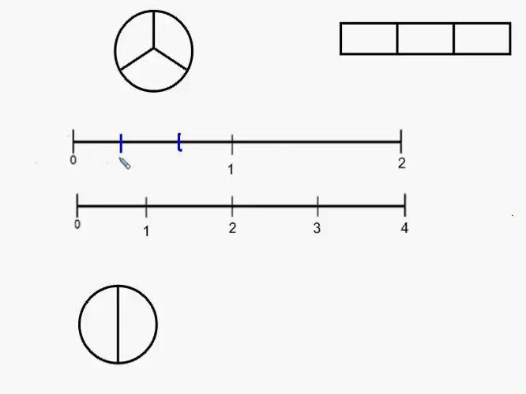Now to label these lines, this would be 1/3, 2/3, and 3/3. 3/3 is equal to 1 whole. We can see it up here in our circle. 1/3, 2/3, or 3/3, which is equal to 1 whole.